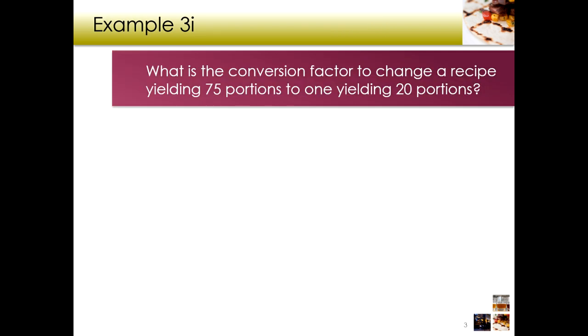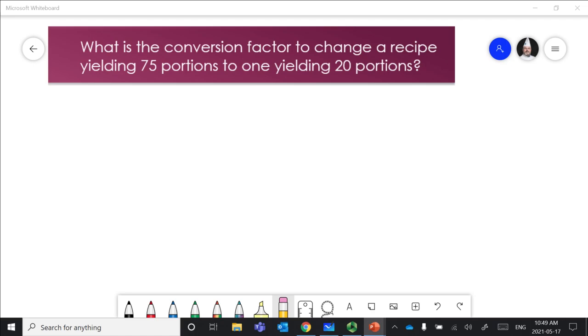So the first example we have here is: what is the conversion factor to change a recipe yielding 75 portions to one yielding 20 portions? So our formula is conversion factor equals new over the old. That's a terrible looking N. New over the old.